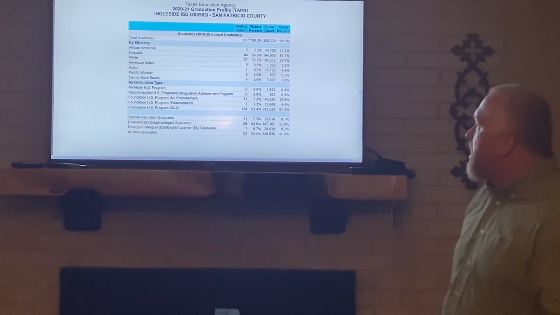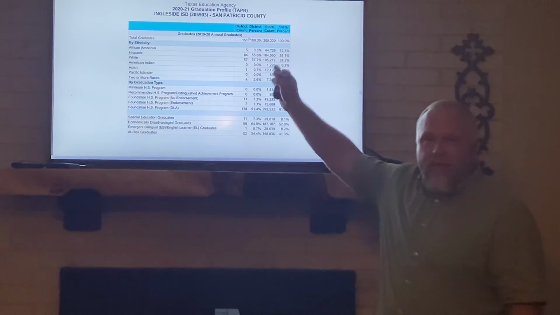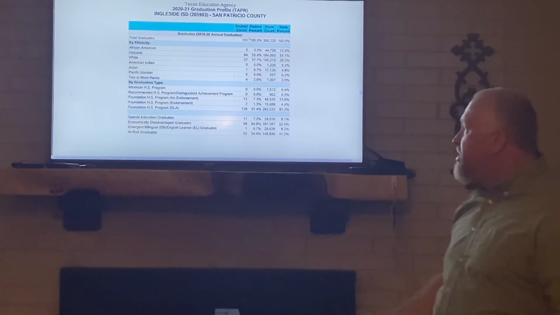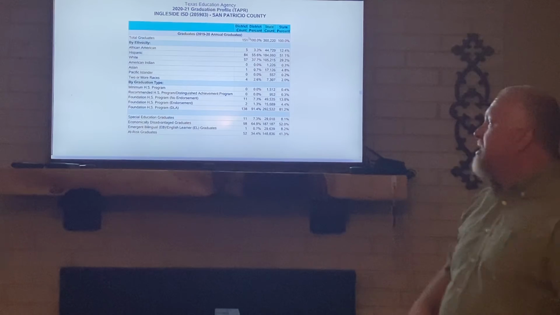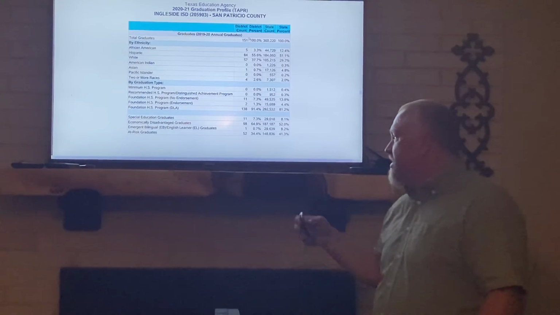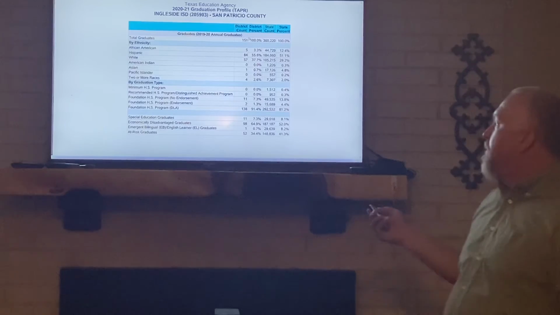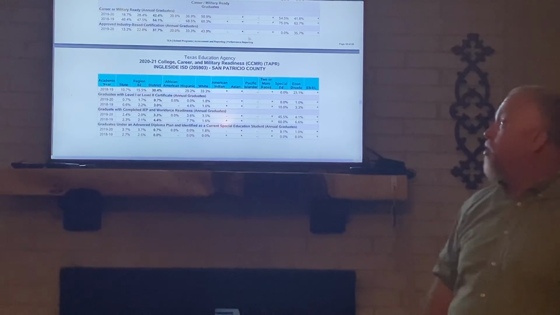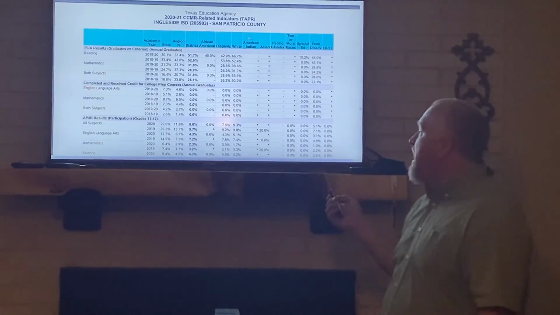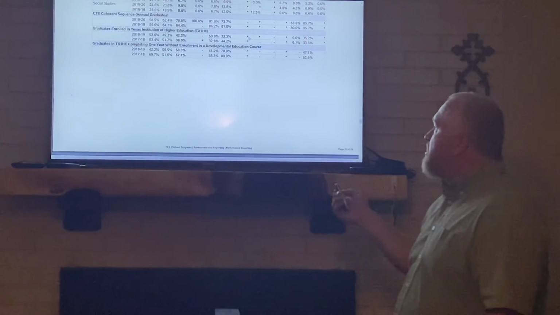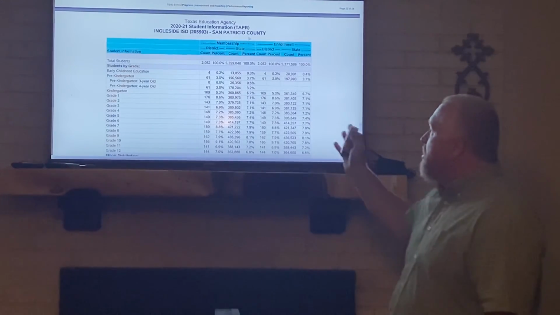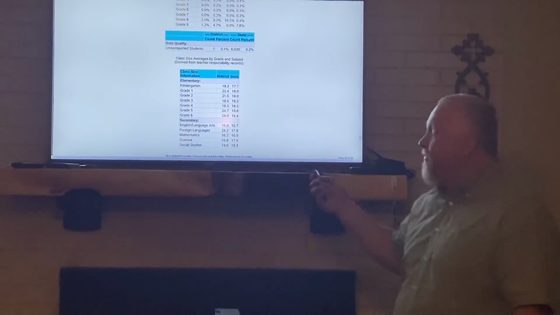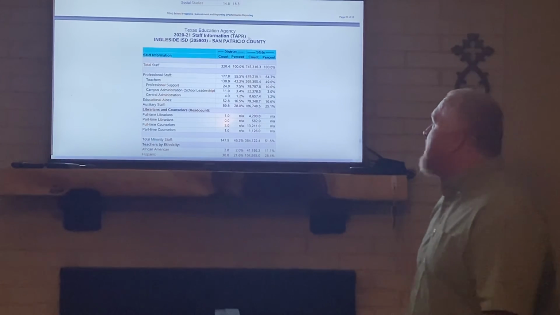It also tracks your graduates. You have your graduates by ethnic groups, and you also have your graduation types: minimum, recommended, foundation. You have your special education graduates, your economically disadvantaged, your bilingual, your at-risk. So you have this wealth of information. In addition to that, you have all of your different programs that your school offers and how they compare to the rest of the state. And then you even get into your staff, and I'm just going to scroll through here. You can see your enrollments, how your enrollment compares to the rest of the state, and different ethnic groups and percentages. It even gives you staff information.